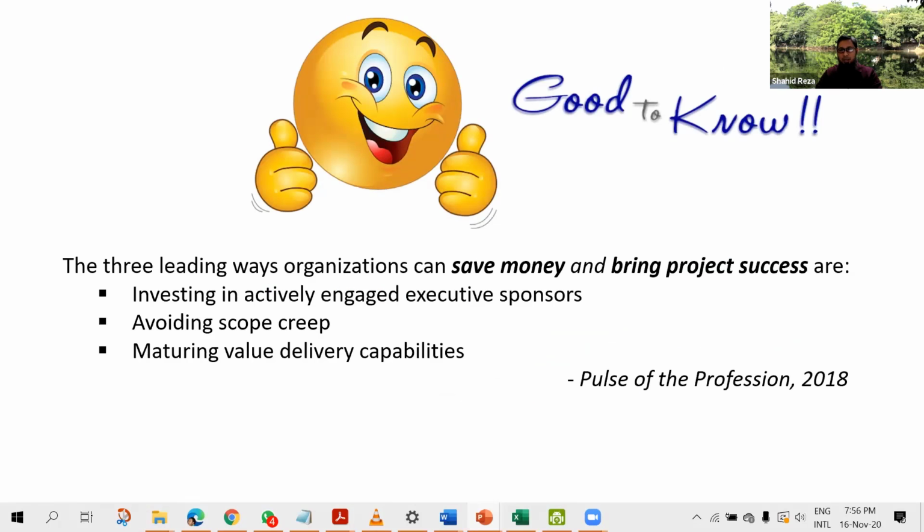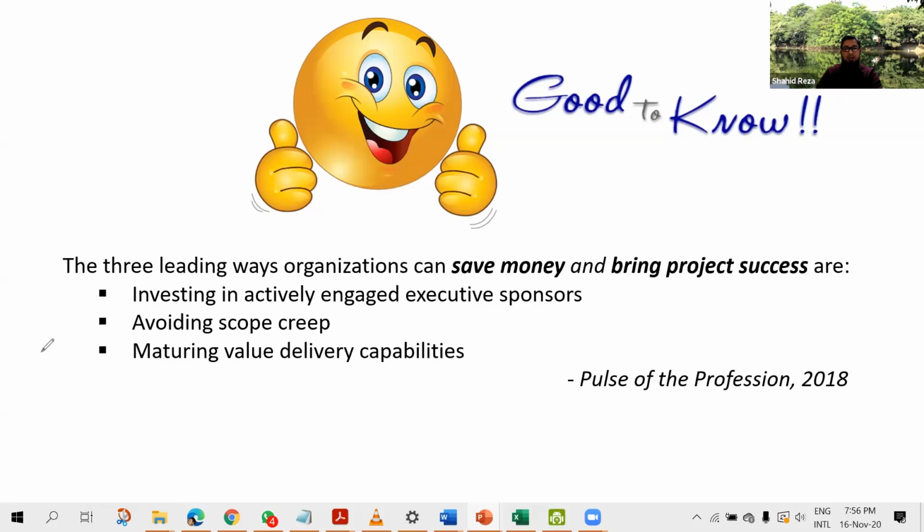And here I have mentioned 3 points. This is taken from Pulse of the Profession 2018. PMI publishes Pulse of the Profession every year, surveying different big-budget projects, complex projects, global projects. And from there, we find that the 3 leading ways organizations can save money and bring project success are investing in actively engaged executive sponsors, avoiding scope creep, and maturing value delivery capabilities.